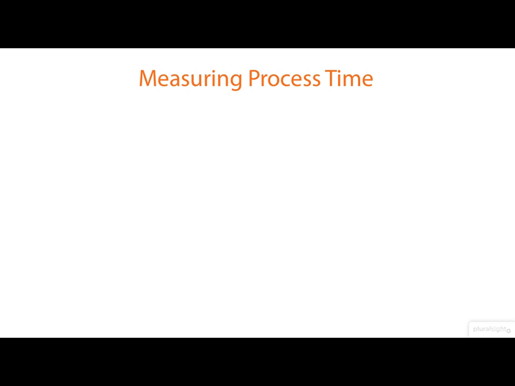Now, the times that we've been measuring so far are calendar times, or some people would call them wall clock times. And you may be wondering, well, what other kind of time is there? Well, there's process time, the amount of time that the CPU has spent executing our process.